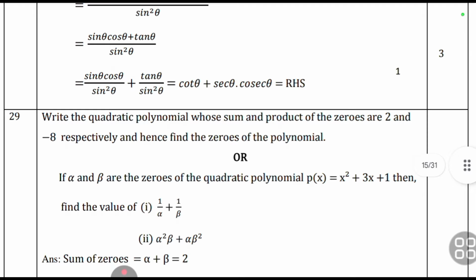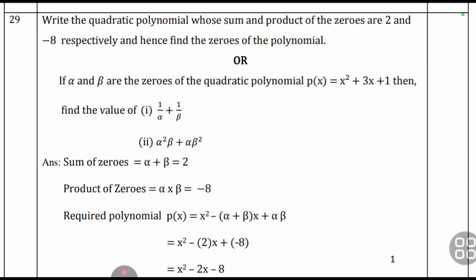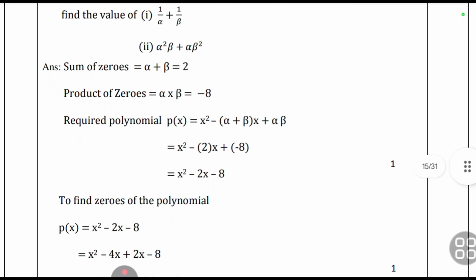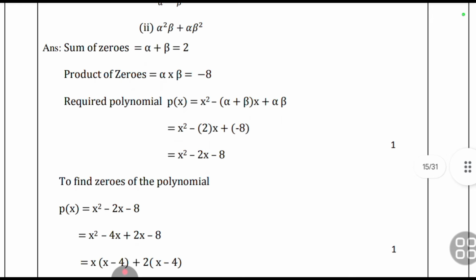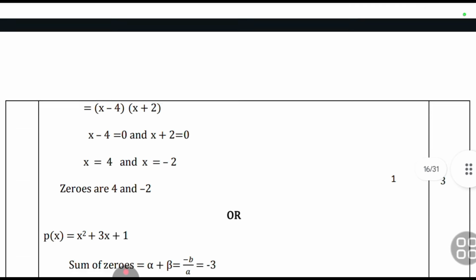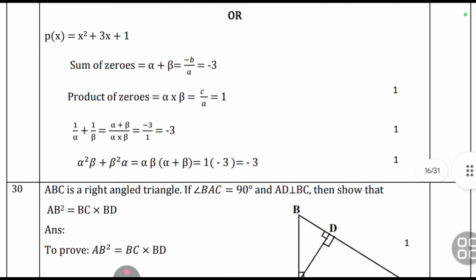Okay. So coming to the 29th question: write the quadratic polynomial whose sum and product of the zeros are 2 and -8 respectively, and hence find the zeros of the polynomial. And the OR is: if alpha and beta are the zeros of the quadratic polynomial p(x) equal to x square plus 3x plus 1, then find the value of (i) 1 by alpha plus 1 by beta, and (ii) alpha square into beta plus beta square into alpha. Here is the answer, and you can see it and solve it in a very systematic way without missing any step, and the OR option will start from here.